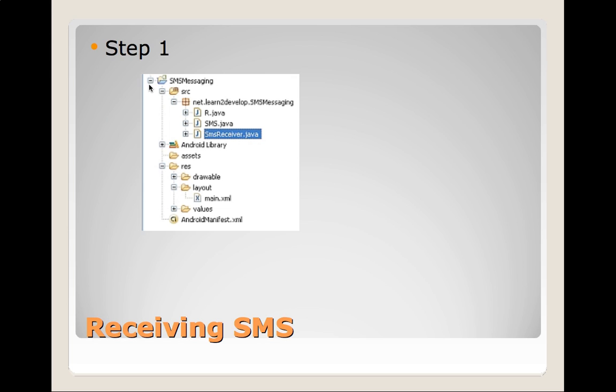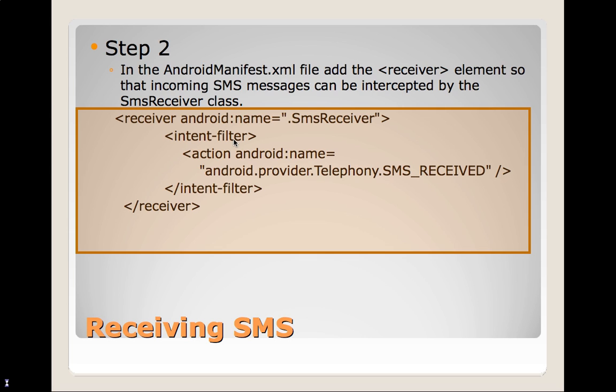So receiving, that was to send a message. We called the method on the SMS Manager and we said, send this text message. So it sent it. To receive it, we would make a separate class object, and in this particular example, this is SMS Receiver instead of SMS Sender, if you were following along this design pattern. And in the manifest itself, we add the receiver element so that the incoming SMS message can be intercepted by the SMS Receiver class.